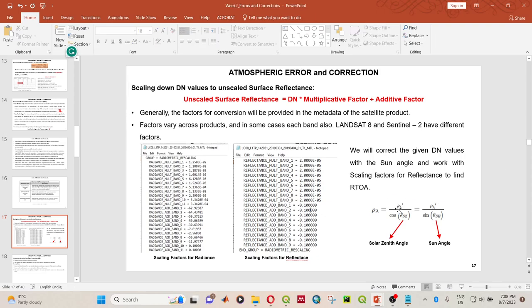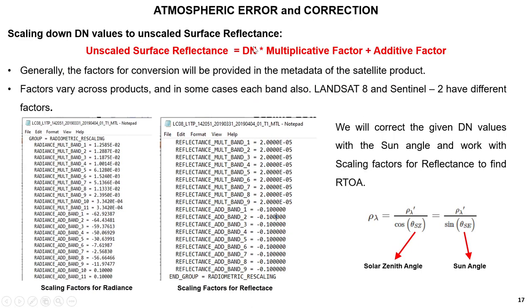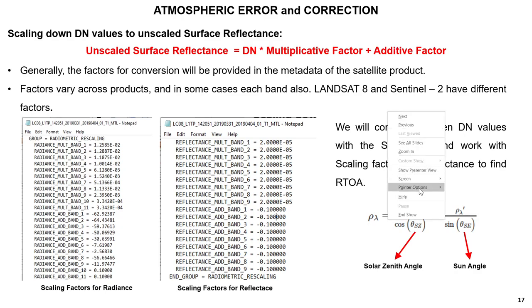Before that, we always have to correct for the sun angle. So before doing this, we need to divide it by cos of solar zenith angle and then perform this operation. For demonstration I just did it directly. So we need to perform this correction for sun angle, and then apply the multiplicative factor and the additive factor. Understood?